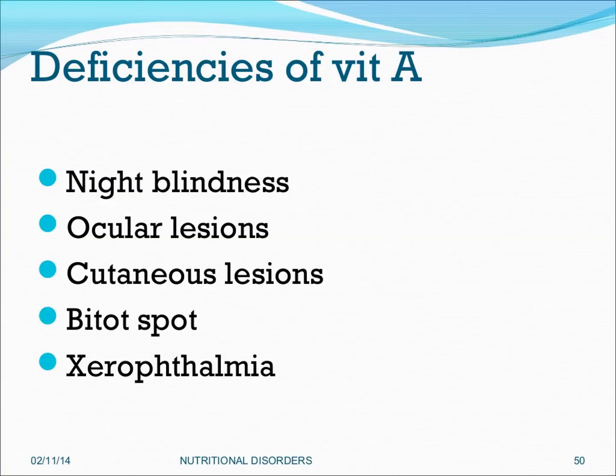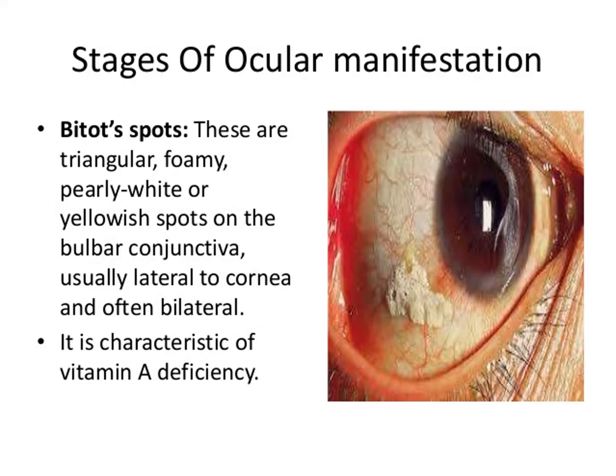Deficiencies of vitamin A really affect mostly your eyes more than any other system or region of your body. It can cause night blindness as well as ocular lesions or cutaneous lesions. It can cause Bitot's spots within the eye. It can also cause xerophthalmia, which is just a very fancy way of saying excessive dryness of the conjunctiva. So having a deficiency in vitamin A can have some deleterious effects for your vision.